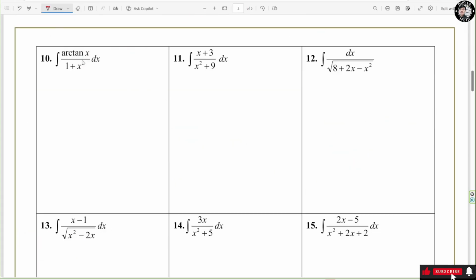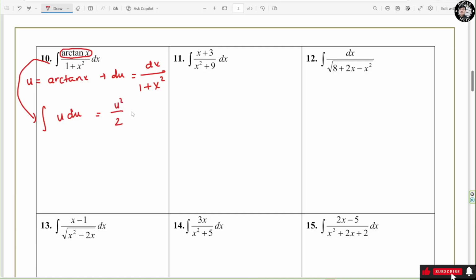Now let's move on to question 10. Observe that if you take the derivative of the numerator, it's actually the denominator, right? So I'm going to let u equal tangent inverse of s, and then du equals ds over 1 plus s squared, right? This turns out to be the antiderivative of u du, right? And it's going to be u squared over 2 plus c, and substitute tangent inverse of s for u, so it could be (tangent inverse of s) squared over 2 plus c, right?